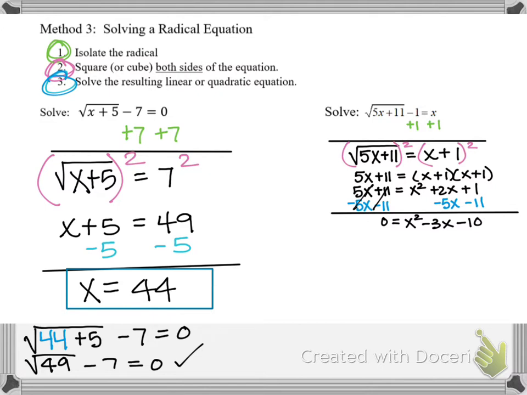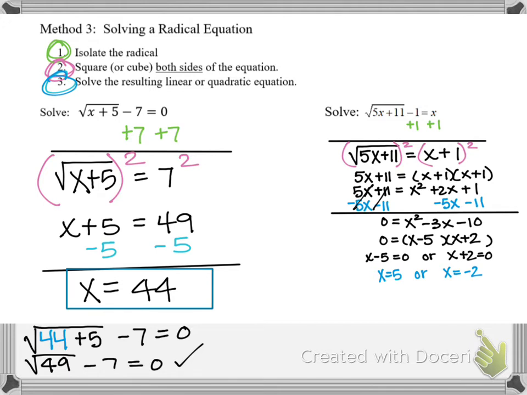So now I want to use the zero product property to solve this quadratic equation. So I'm going to factor the trinomial x squared minus 3x minus 10, and it becomes x minus 5 times x plus 2. So to use the zero product property, I set each binomial equal to 0, and I obtain two solutions, either x equals 5 or x equals negative 2.